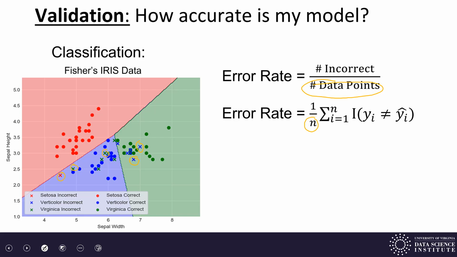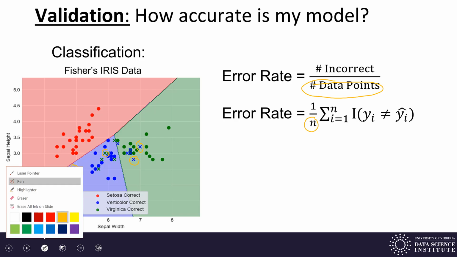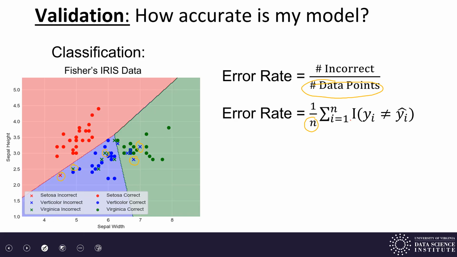And in the formula, this function I is an indicator function. So that function capital I is going to be 0 if the thing inside of it is false, and 1 if the thing inside of it is true. And so when we sum up over all our data points i of this formula, that just gives us the number of incorrectly labeled data points.